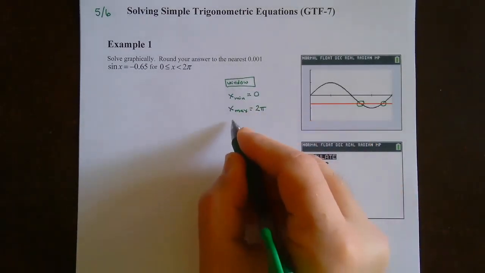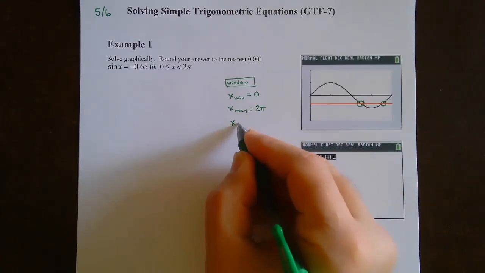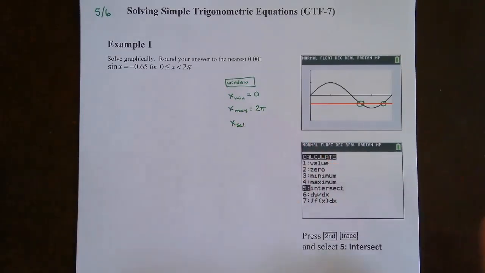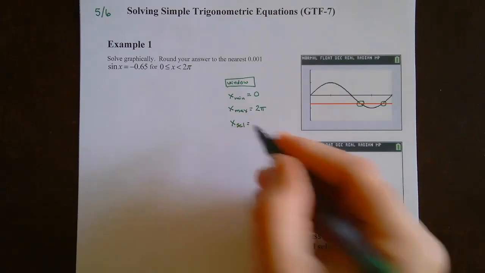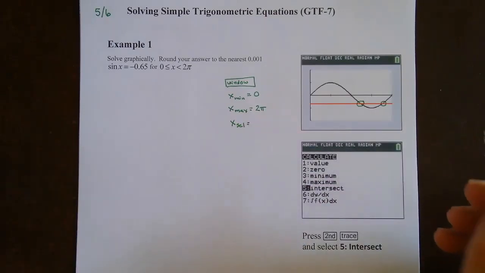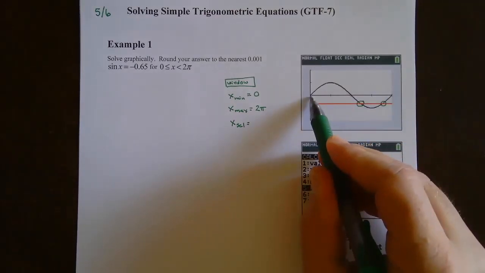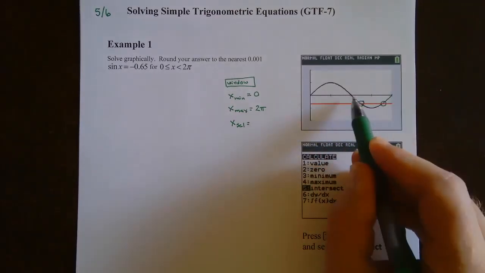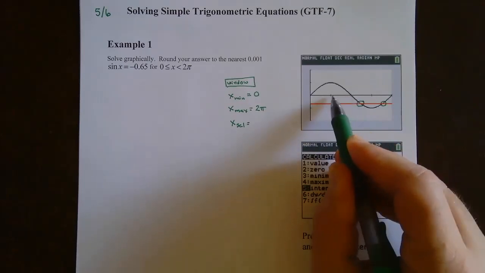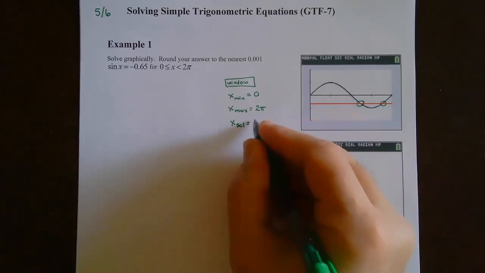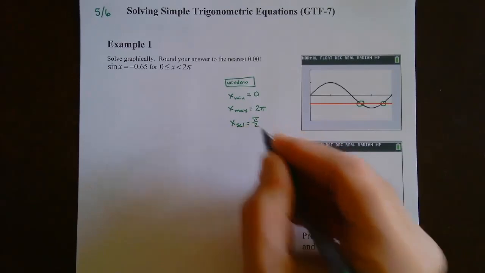Then we have x scale, and this really doesn't matter what you set it at. I would probably set it at pi over 2. That's what I did for this screen right here: this is 0 and this is 2 pi. So right here, this is pi and this would be pi over 2. So I'm scaling it by pi over 2.